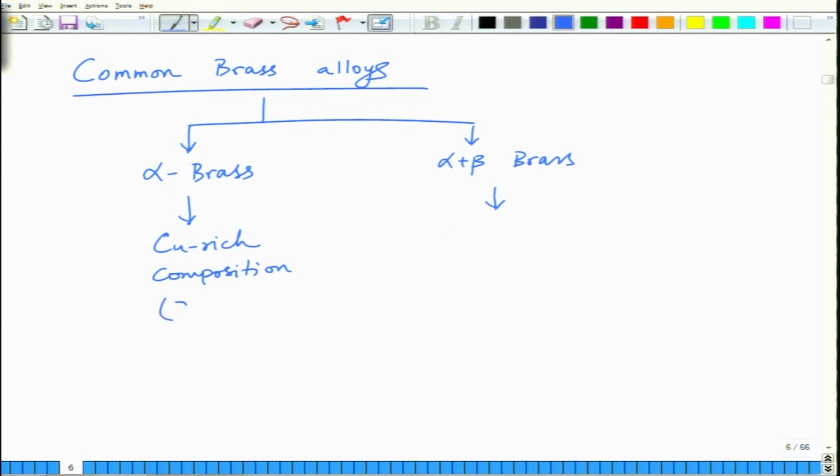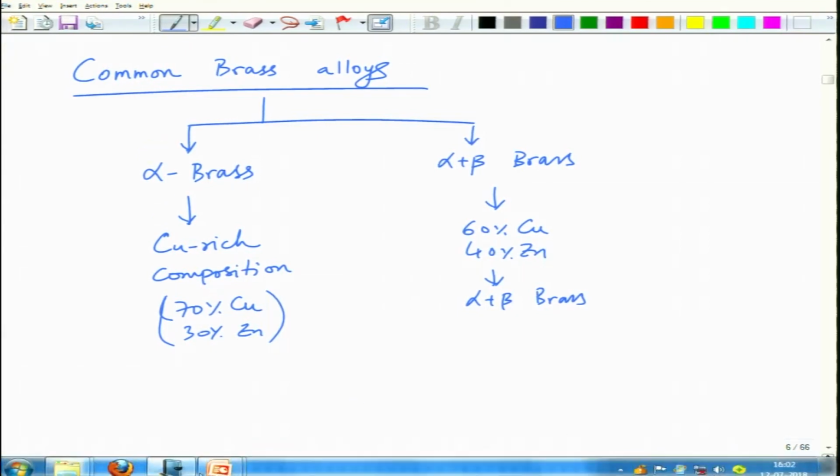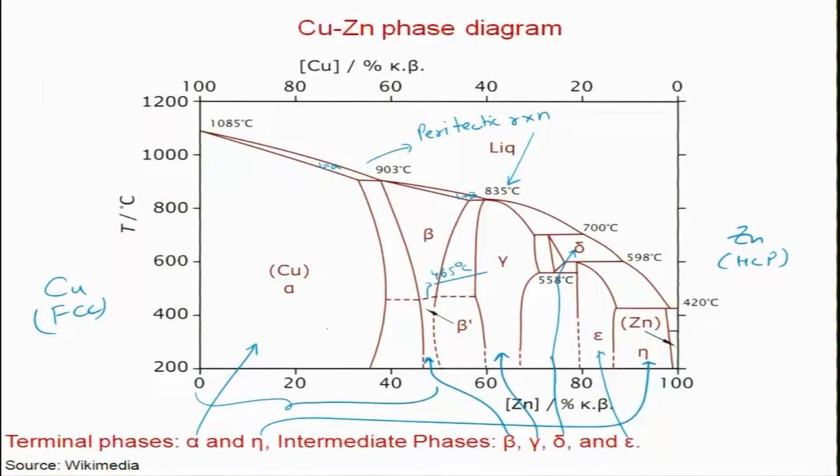So, for example, you can have 70-30, 70% copper, 30% zinc. This is all weight wise. This is alpha brass, okay, and the beta brass would be somewhere around, let's say, 60% copper, 40% zinc would be alpha plus beta brass, and they have very different microstructures. Okay, so what you would see in alpha brass is, so let me just go to, yeah.